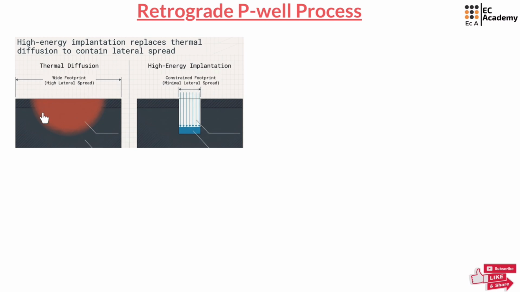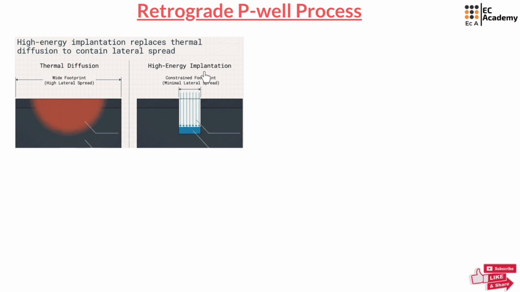So one of the major disadvantages of this lateral spread is that if the material spreads sideways too much, we cannot put transistors close to each other. So to overcome this limitation of the older method, we use an advanced technique called retrograde P-Well process, which uses high energy implantation as shown in this second diagram. Now let us understand the new method.